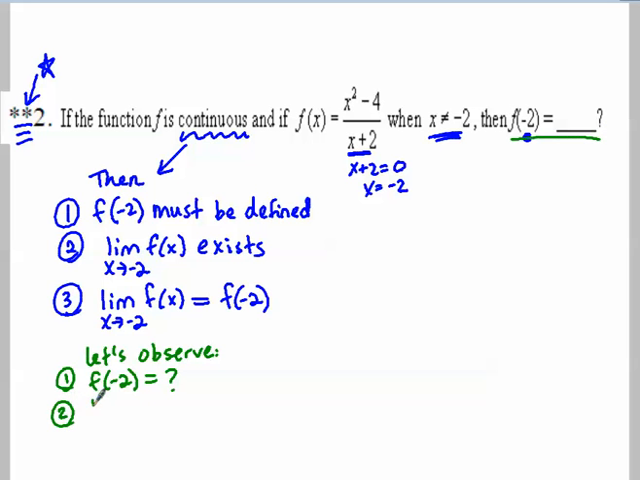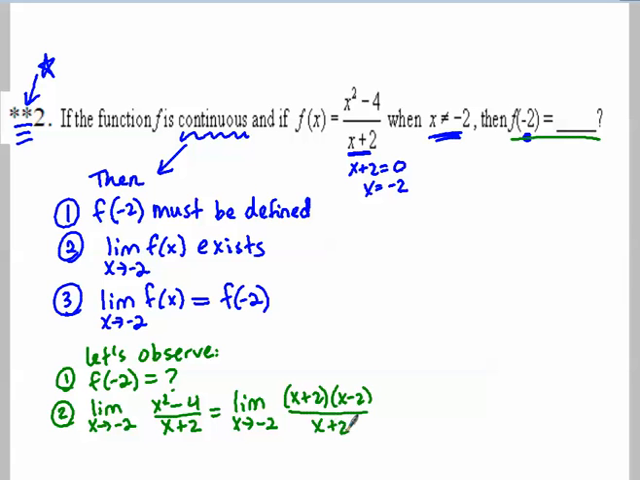Second, the limit as x approaches -2 for our function, so our function is x squared minus 4 over x plus 2. I can't use direct substitution, but I can factor. So let's rewrite this as the limit as x approaches -2 of x plus 2 times x minus 2 over x plus 2. X plus 2 factors out. With what I'm left, I can do direct substitution, plug in the -2 minus 2, I get -4.